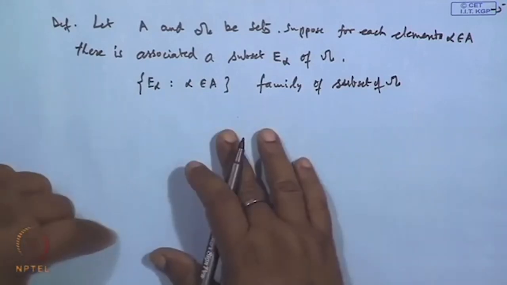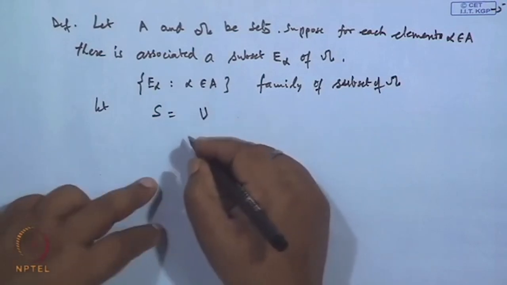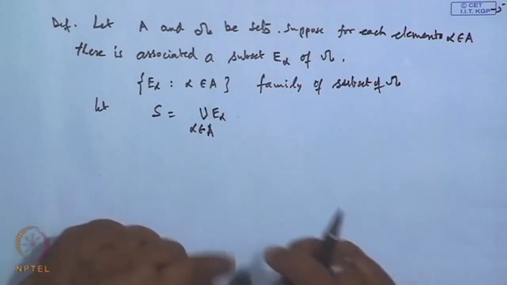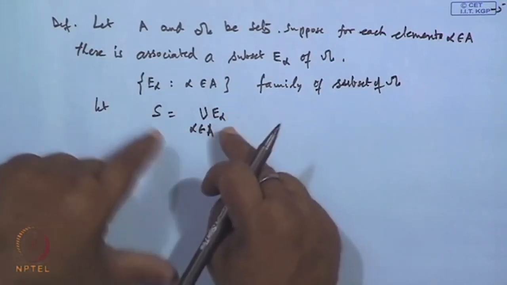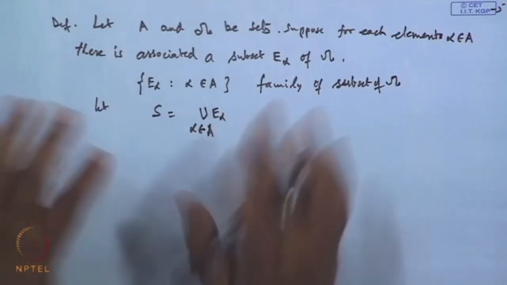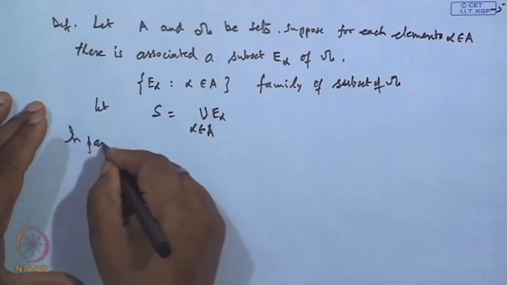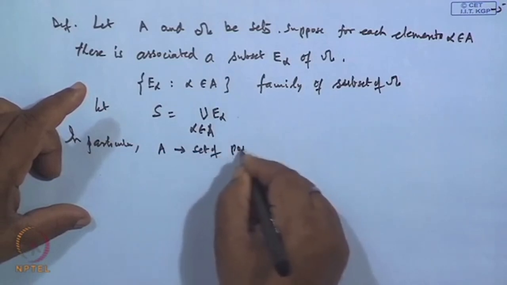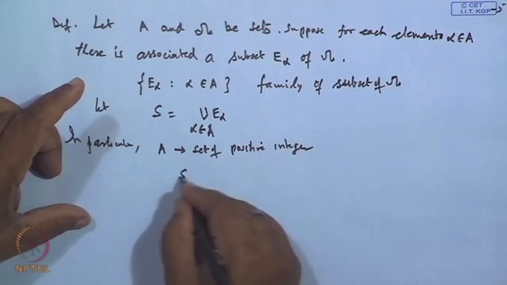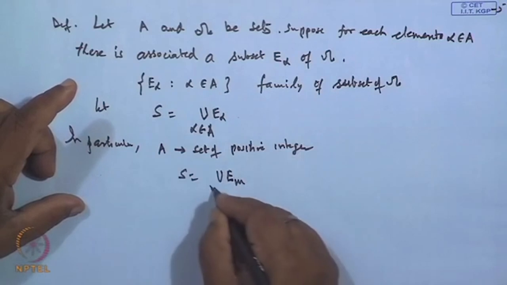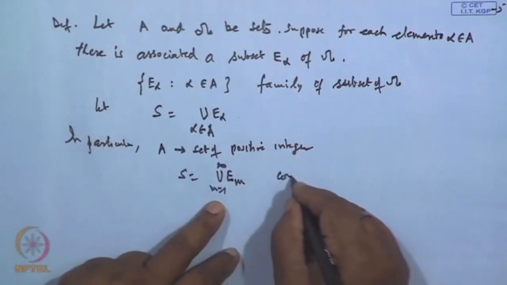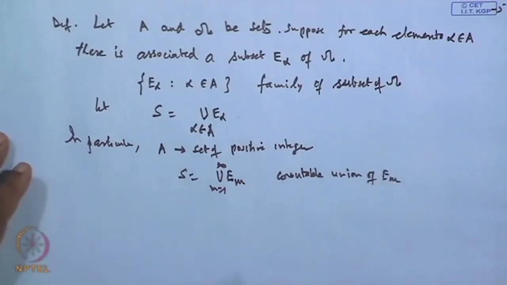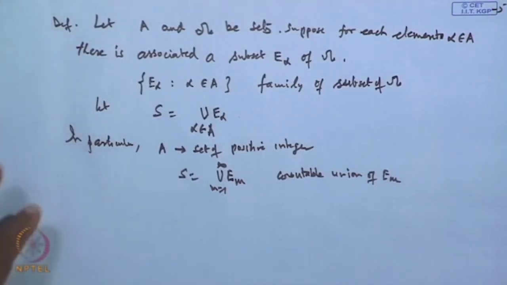Now, if we take S as the union of E alpha, when alpha belongs to A, then any element belonging to this will be in at least one E alpha. Okay. And in particular, when A is the set of positive integers, then S becomes the union of E m, m is 1 to infinity, and this we say is a countable union of E m's. Similarly, for the intersection also we can introduce this. So, this will be needed, so we can justify.